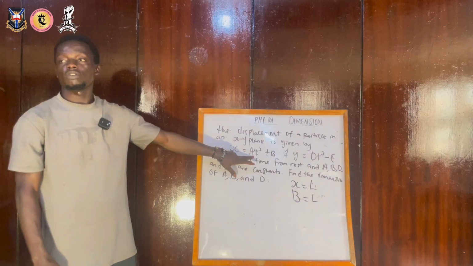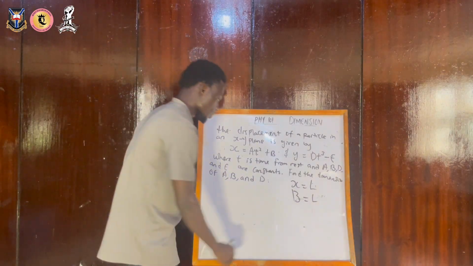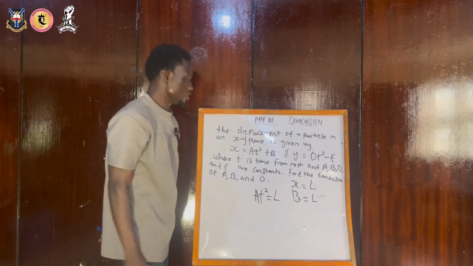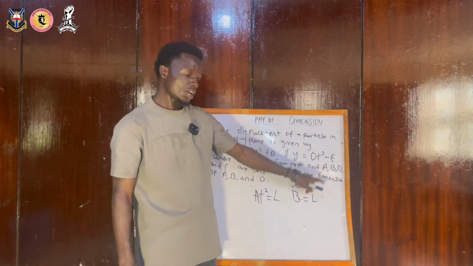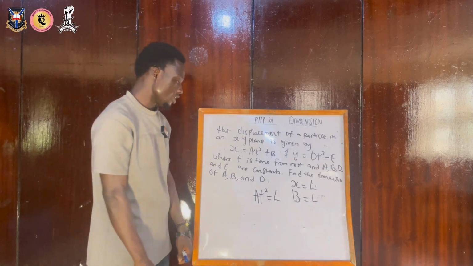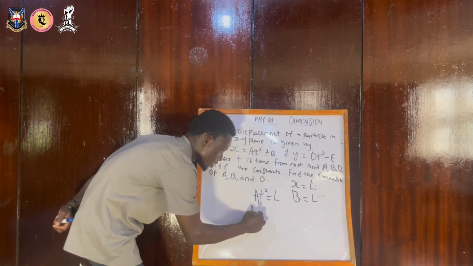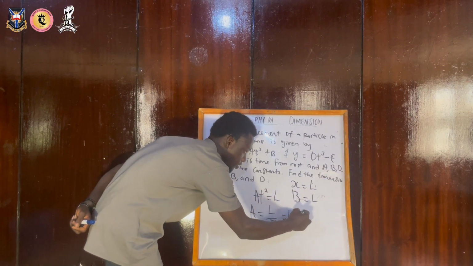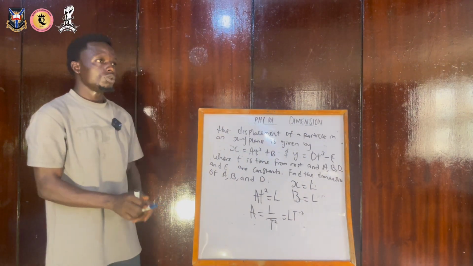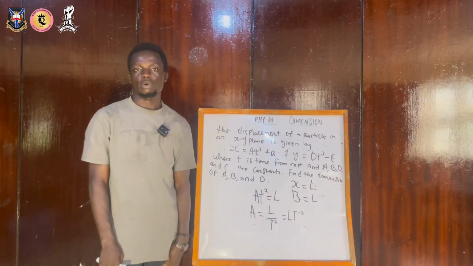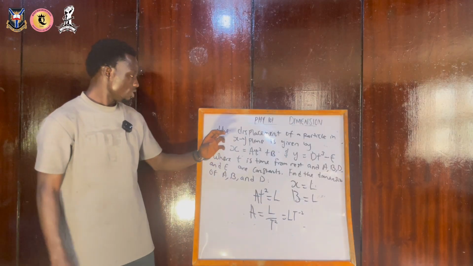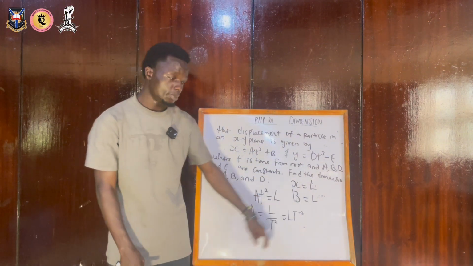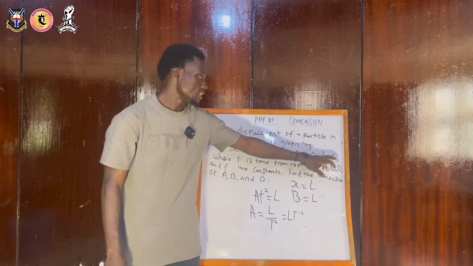Now, that means they also have the same dimension as at square. So now we conclude that at square has a dimension of L. We are asked to find the dimension of A. If at square also has the same dimension of L, making A the subject of the formula, your A equals L over LT square. That means your A is LT raised to power minus 2. So your A has a dimension of LT raised to power minus 2. Is that clear? Now, since T is time, we found our A, we found our B to be L. Now, let's get our D and our E.